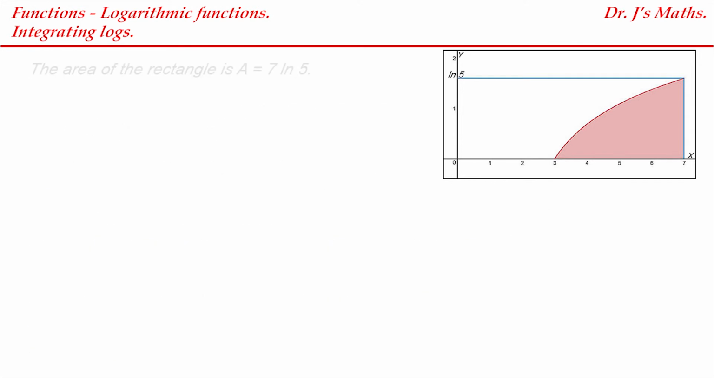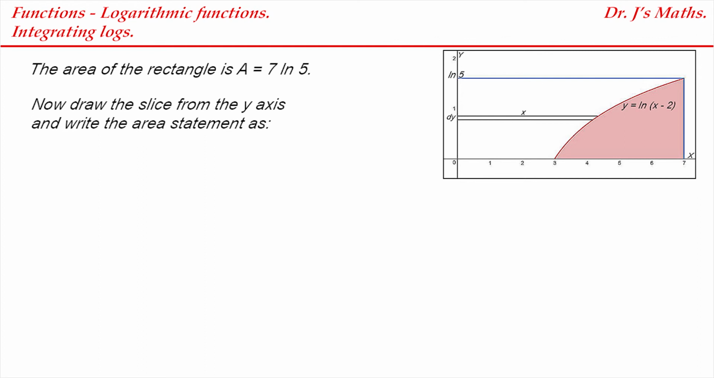So let's do it. The area of the rectangle is 7 log 5, 7 being the distance along the x-axis and log 5 being the distance up the y-axis. Now, as is our usual custom for doing these sorts of things, we draw the slice from the y-axis and write the area statement down as x dy, which is the area of our little slice, integrated from 0 to ln 5.